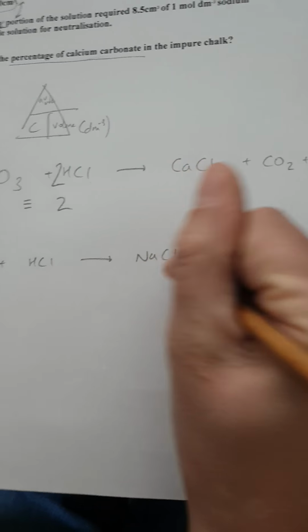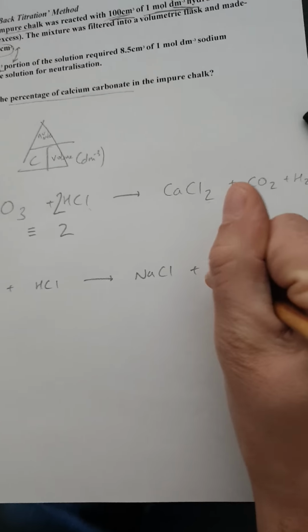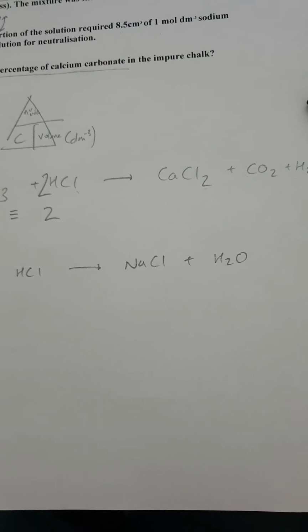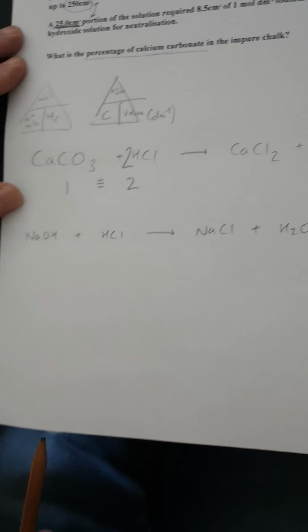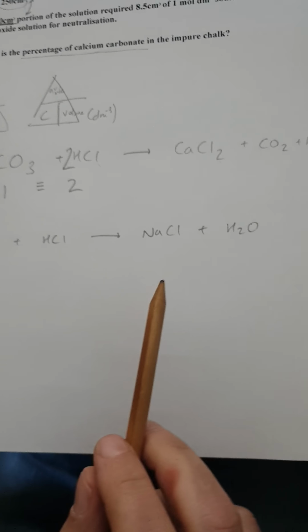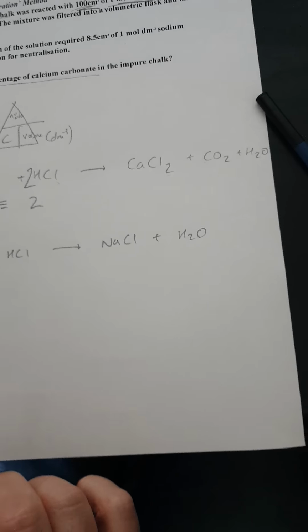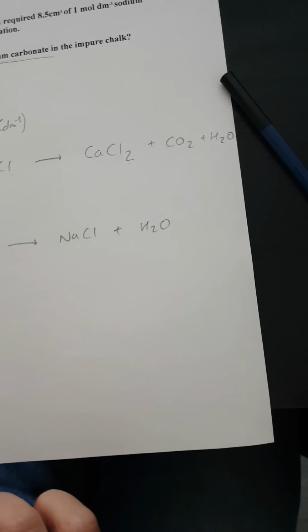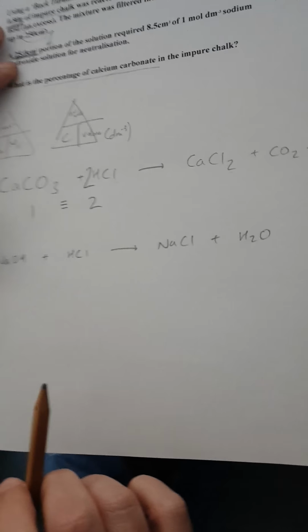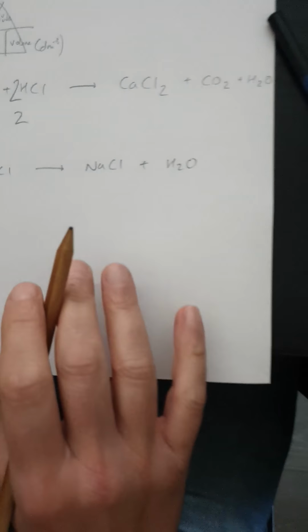NaCl plus H2O. So basically, acid plus alkali goes to salt plus water. Now, I'm going to decide, I think what I'll do first of all is I will work out how much we had at the start in terms of the hydrochloric acid.